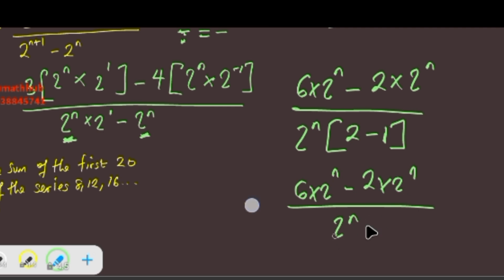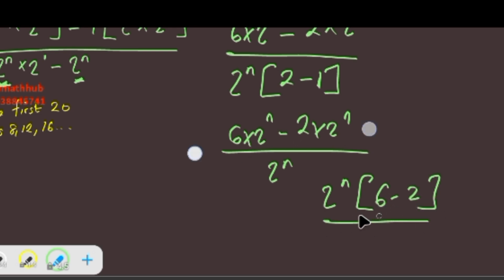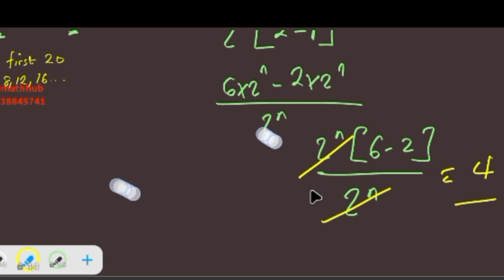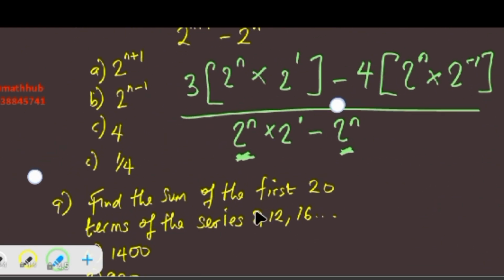So 2 to the power n is common. You can see it at the numerator and denominator. Factorize it out. At the top here, if it comes out, that will give you 6 minus 2. Then at the bottom, you have 2 to the power n. So since they are the same, you can cancel out like this. So at the end of the day, you are left with 6 minus 2. 6 minus 2 will give you 4. So check for the option there. So if you check very well, you see it as option C, which is 4.